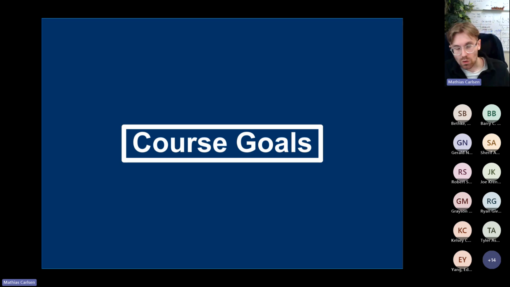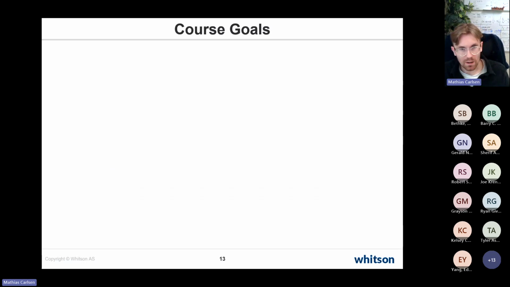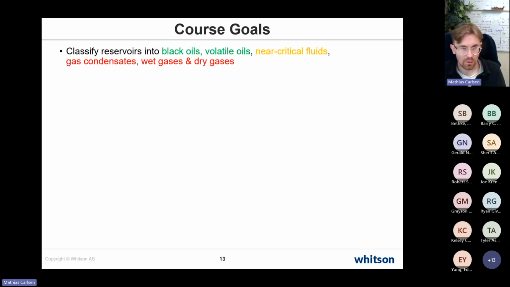So we have a few course goals today that we hope to get through with you all. The first basic one is that hopefully at the end of the course today, all of you will have a rigorous way of classifying reservoirs into black oil, volatile oil, near critical fluids, gas condensate, wet gases, and dry gases. That's important because from a lot of the support tickets we're getting, there's still a little bit of confusion related to what is a gas condensate, what is a wet gas, and whatnot. So that's going to be great to clarify.